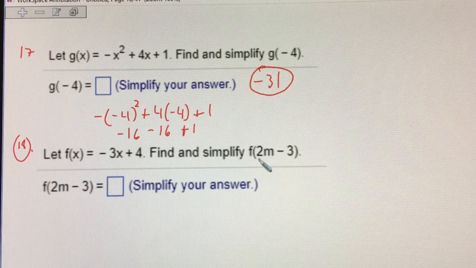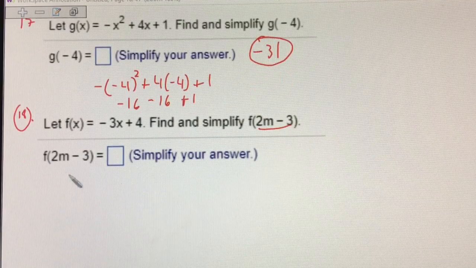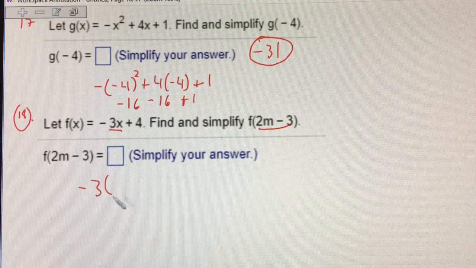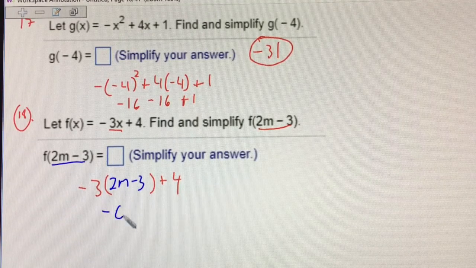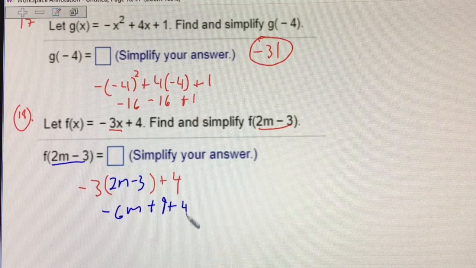This time I have to plug in 2m minus 3. Getting a little long. So I have to take this negative 3 times something plus 4 and I have to plug in the 2m minus 3. That's going to give me negative 6m plus 9 plus 4, or negative 6m plus 13.